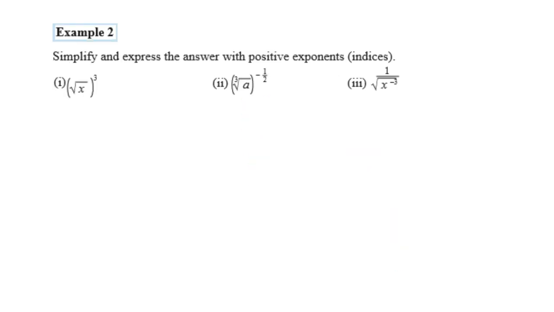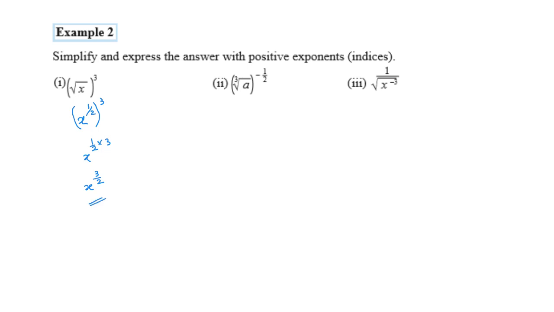Example 2. Simplify and express the answer with positive exponents or indices. Example 1. You can write this as square root of x. You can write it as x to the power half and you have 3 there as a power. So then powers of powers, you can multiply half times 3. So x to the power 3 over 2 is your answer.